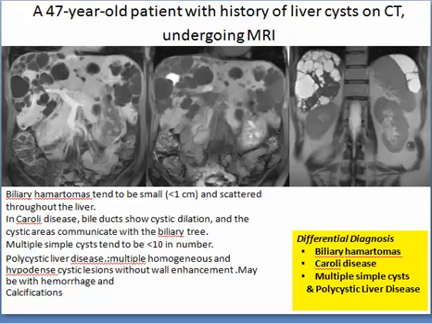Now biliary hamartomas tend to be small and scattered throughout the liver. In Caroli, bile ducts are connected to the cysts because they are simple dilatations of the duct, and the cystic areas are communicating with the biliary tree. Multiple simple cysts tend to be less than 10 millimeter in diameter.